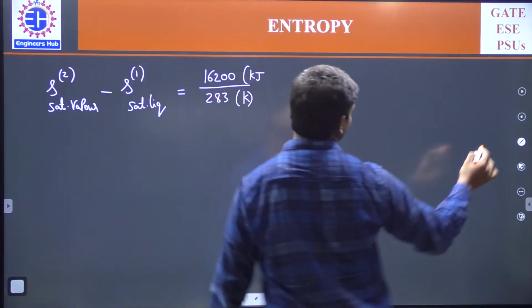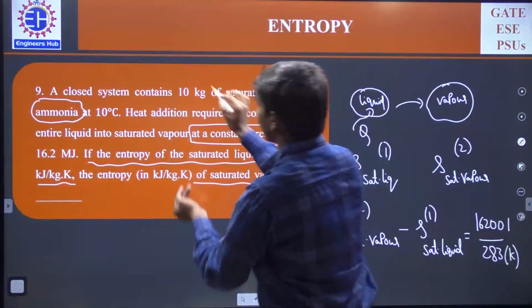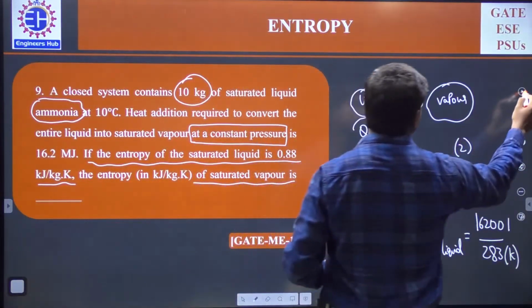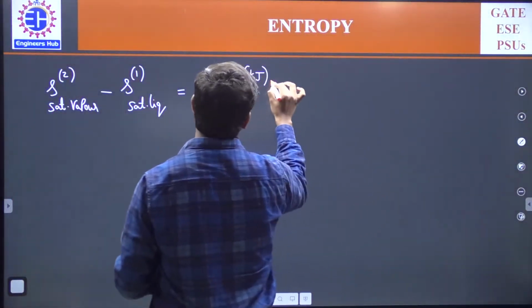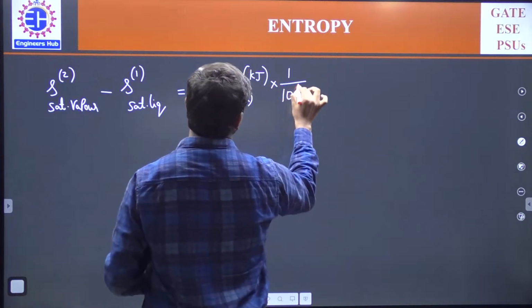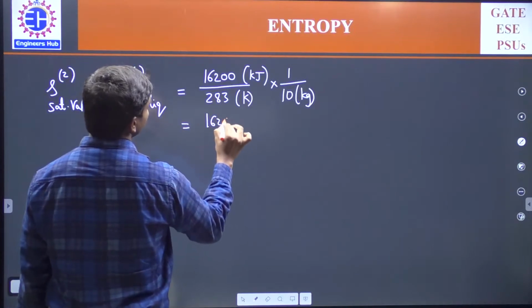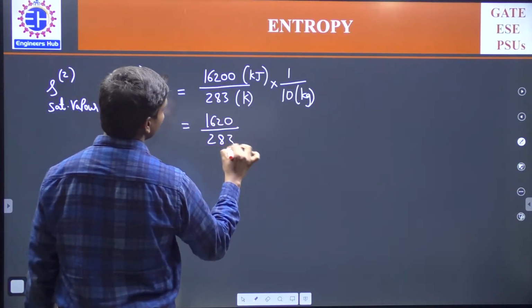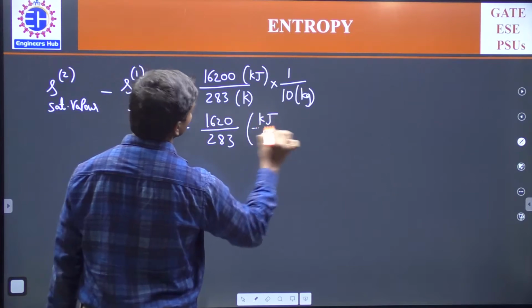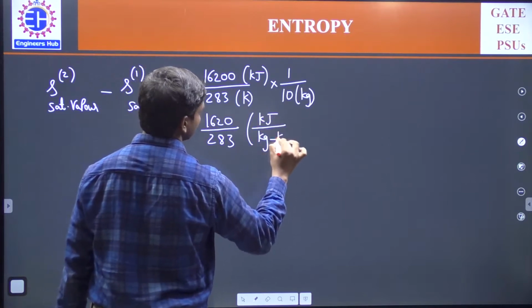And of course, you can also see the total amount of mass that is here is 10 kgs. So if you want to write in kilojoule per kg, we need to divide it by 10 kgs. So in total you have 1620 divided by 283 kilojoule per kg Kelvin change of entropy for this process.